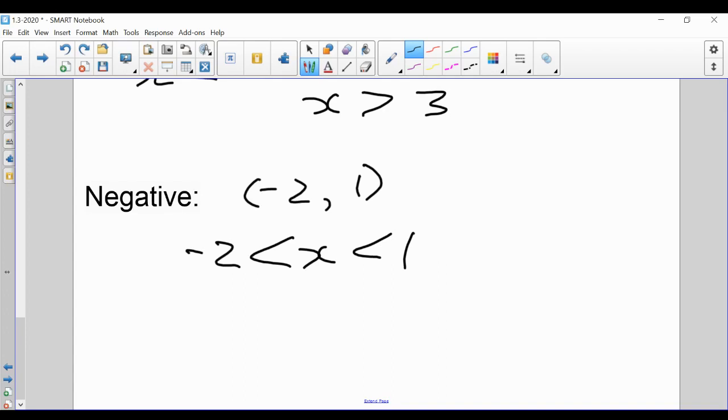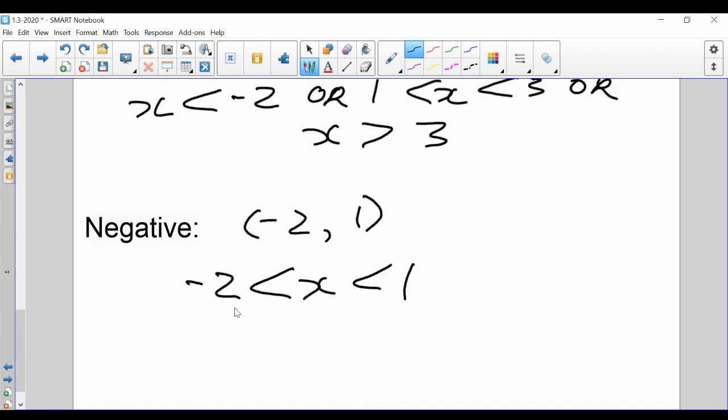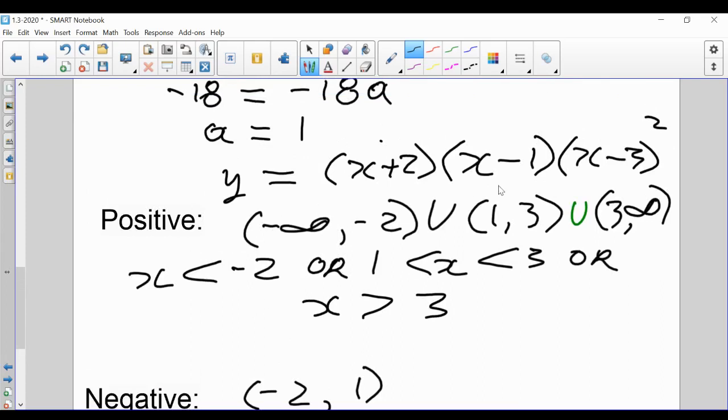Okay, so let's talk about that. Kianta is asking, why do we have to use union? Rachel is saying the union is only used when you're adding different intervals together, right? So it's this piece, or this piece, or this piece. So all three have to be joined together to give you the full solution, Rachel, just so you know.